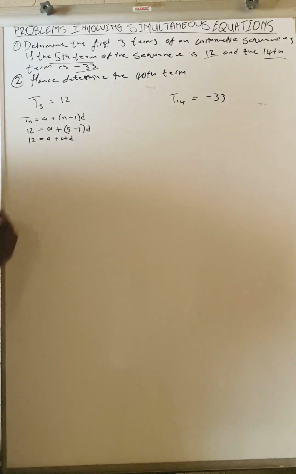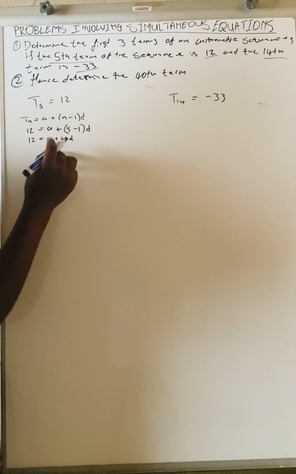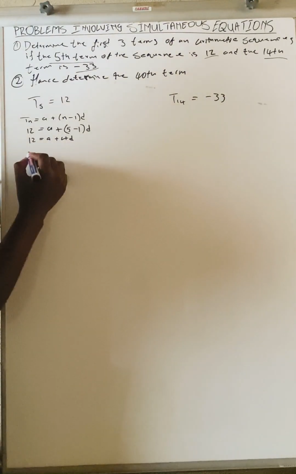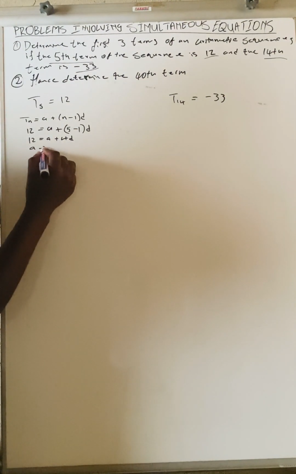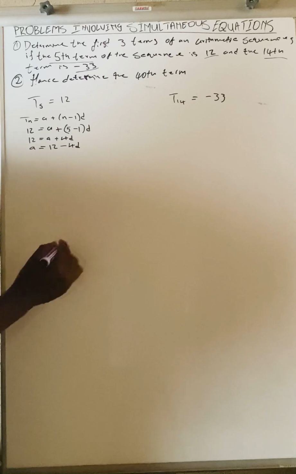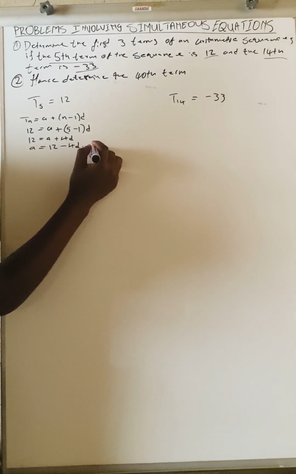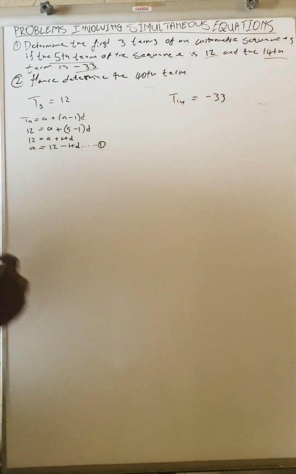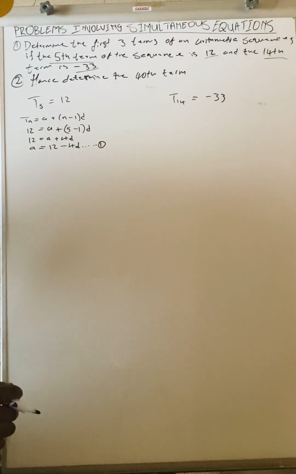Then from here, simple and straightforward, you can make A the subject of the formula. It means this one will jump the border and become negative. Then you say A is equal to 12 minus 4D. You can name it equation 1.